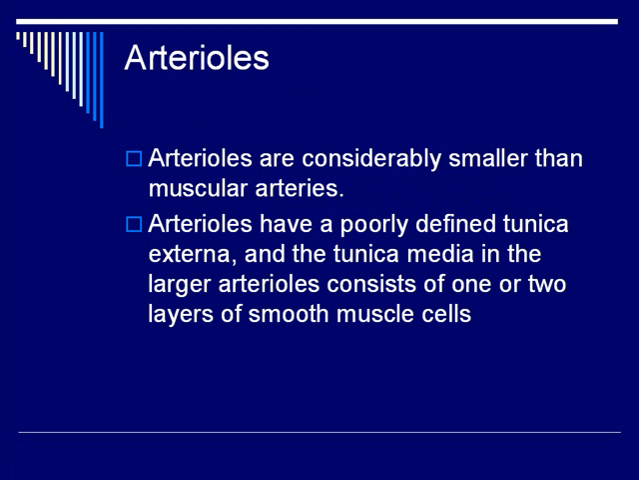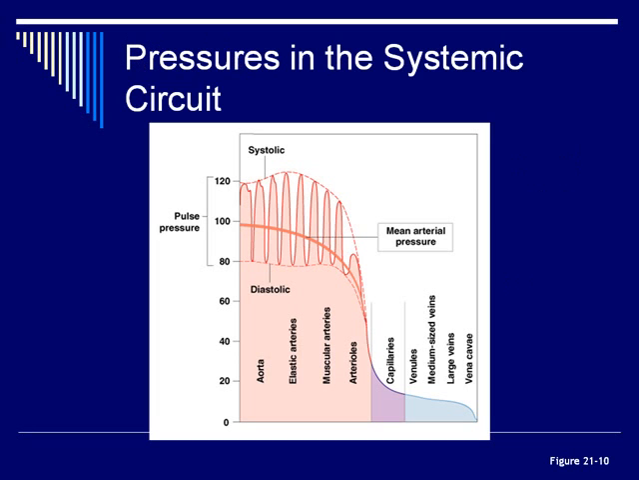Arterioles are considerably smaller than the muscular arteries. Arterioles have a poorly defined tunica externa and tunica media, and their larger arterioles consist of 1 or 2 layers of smooth muscle cells.